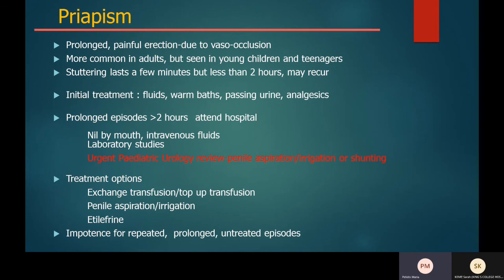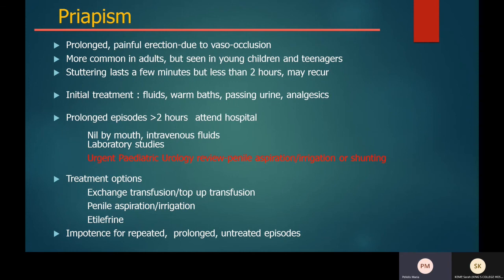One should obtain the appropriate laboratory studies, and one should obtain an urgent pediatric urology consultation and review. Now, if you don't have pediatric urology in your hospital, then consult a center that does have experience with sickle cell disease and a pediatric urologist on call. Often these children will require a penile aspiration or irrigation or rarely shunting. Other treatment options that can be considered are an exchange or a top-up transfusion. However, this is not necessarily going to correct the problem. Sometimes a medication, such as epinephrine, can be helpful.